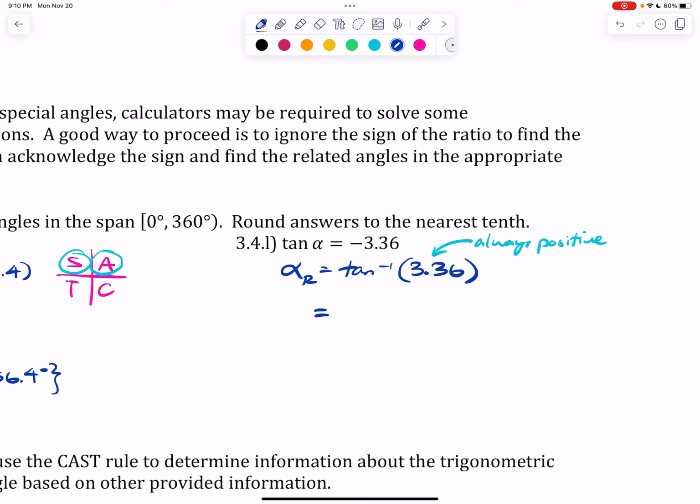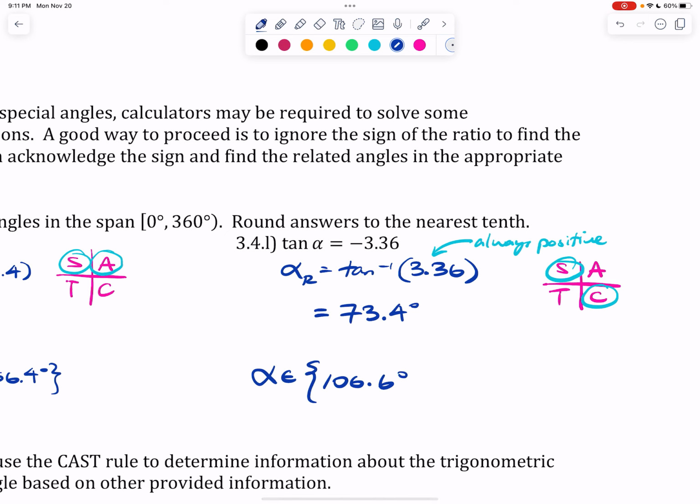In any case, the reference angle, inverse tan of 3.36, is, to one decimal place, 73.4 degrees. Now we can consider whether it's positive or negative. The tan ratio is negative, so we had to be in quadrants 2 and 4. So alpha could be the quadrant 2 version of this. So for 73.4 short of 180, we're looking at 106.6 degrees. And in the other one, quadrant 4, we're looking at 286.6 degrees.